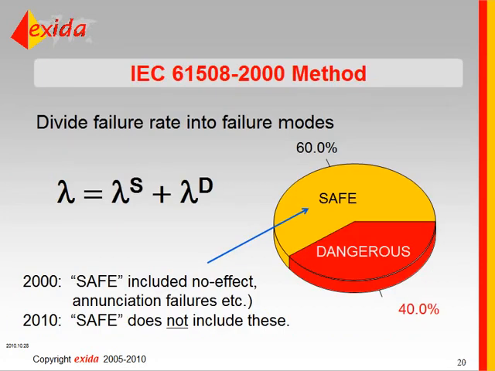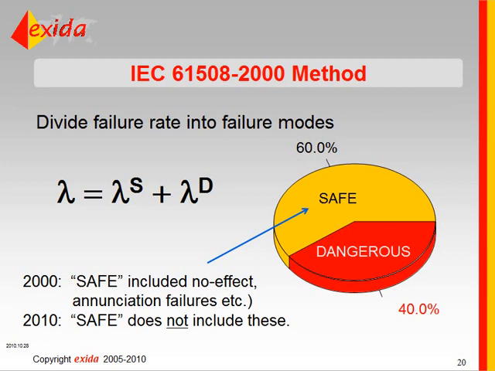All right, so the method for analyzing the failure rates of a part include looking at the failure rates of each component, which is called lambda, and then breaking that into a safe and a dangerous portion. As it says here, the safe used to include the no effect failures. Now it does not. So really, there's a third option here.